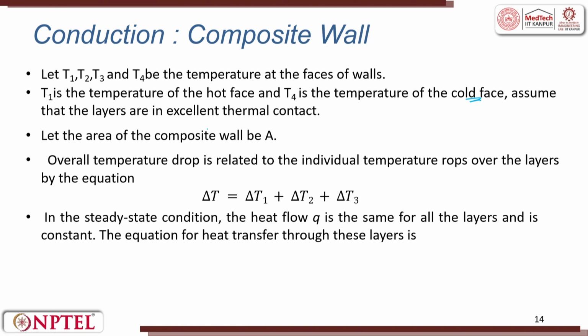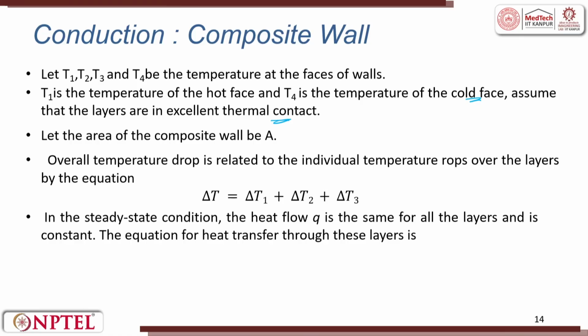Assuming that the layers are in excellent thermal contact. Between two layers there can be air as a contact, there can be welding, so it is nothing like perfect. But here we assume perfect contact, that the layers are in excellent thermal contact. Let the area of the composite be A. So, the overall temperature drop delta T is delta T1 plus delta T2 plus delta T3.